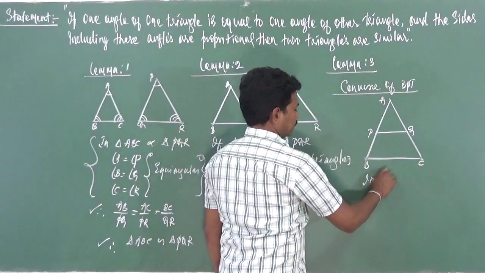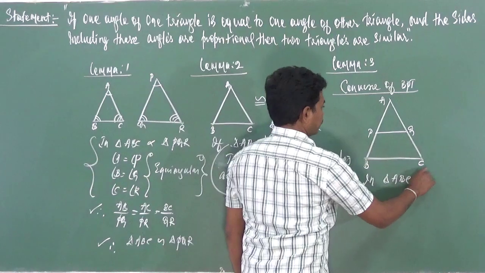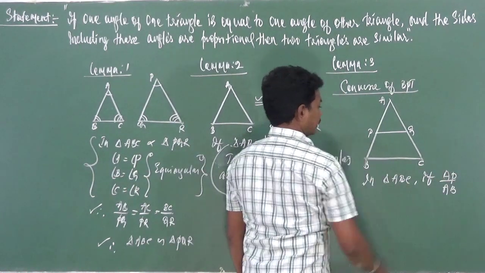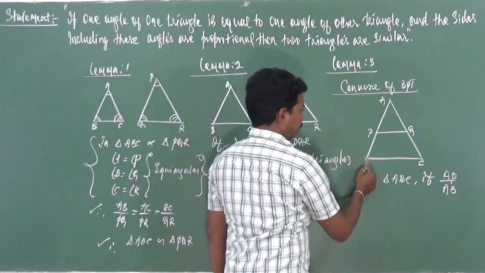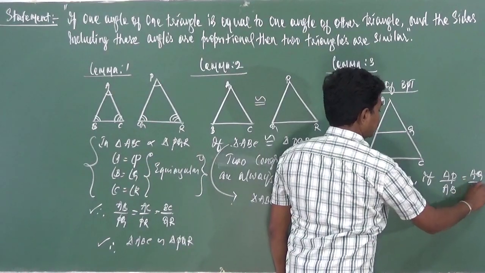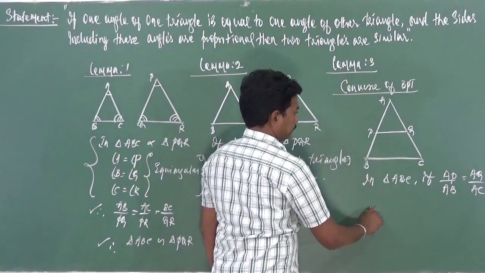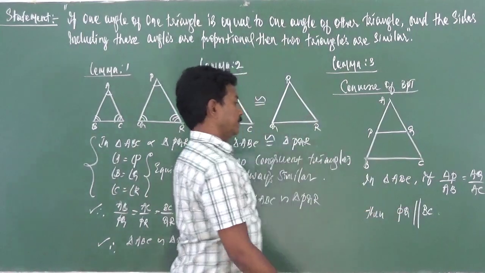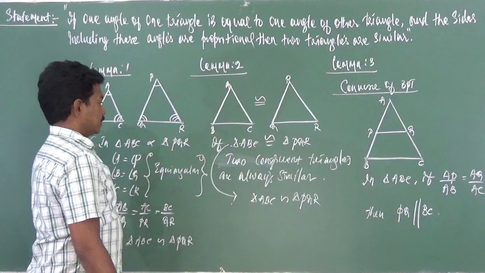So in triangle ABC, if AP by AB is equal to AQ by AC, I hope you can remember this, then PQ is parallel to BC. So these are the three lemmas you have to remember.